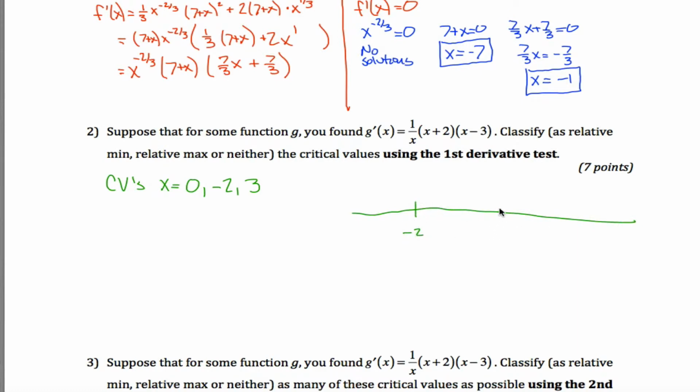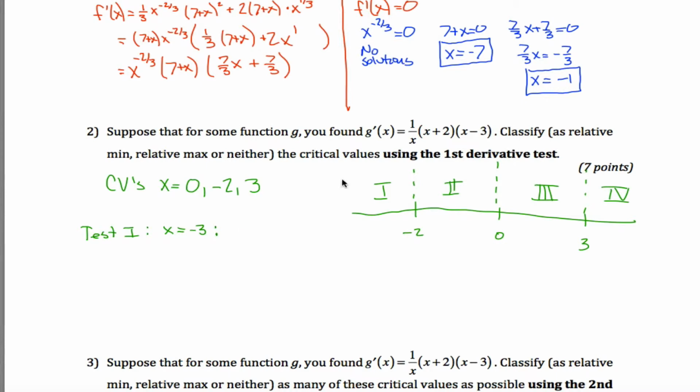So I have these three critical values, and I want to classify them using the first derivative test. The idea with the first derivative test is you divide your number line up into regions using your critical values as the endpoints of those regions. So if I have 3 critical values here, here, and here, I have 4 regions. And so I have to test each region. When I'm testing region 1, I take any number that's in region 1, so any x value less than -2. I don't know, maybe x equals -3.